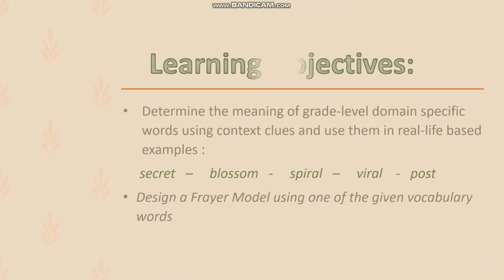As usual, we start the lesson with our learning objectives, and today our students will be able to determine the meaning of grade level domain specific words using context clues and use them in real life based examples. Today our vocabs are the following: secret, blossom, spiral, viral, and post. And our students will be able to design a Frayer model using one of the given vocabulary words. Now, these are the learning objectives.